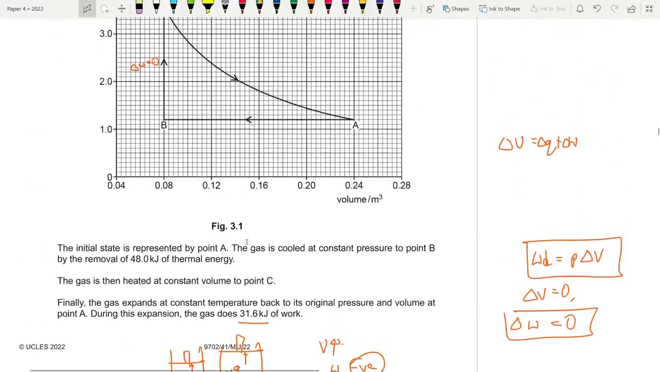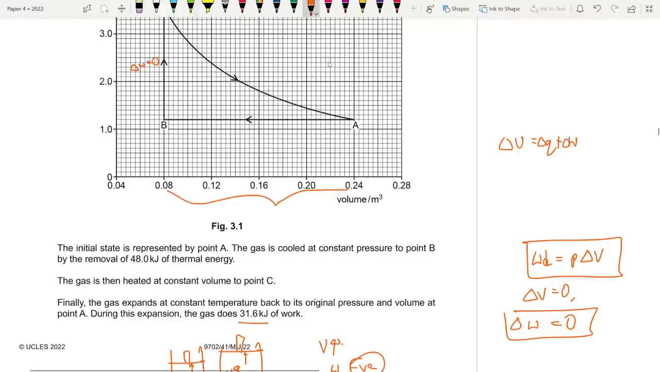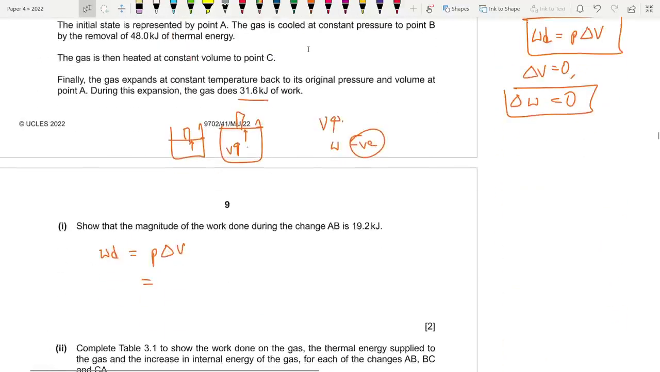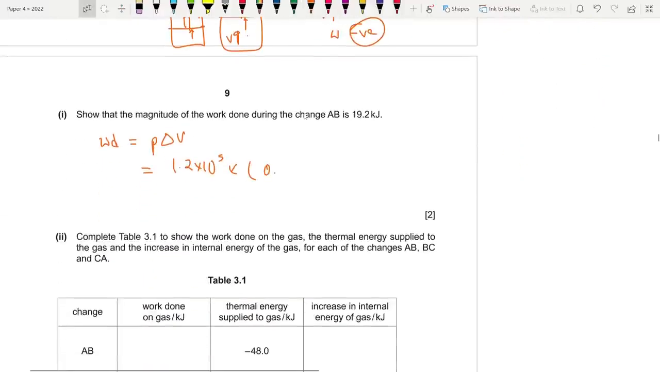Okay. So from A to B, the gas is cooled at constant pressure. So A to B, what's the change? We go from 0.24 to 0.08. All right. So we just need the magnitude, right? So we're just going to go like this. Work done is equal to P del V. So the pressure is constant at 1.2 into 10 power 5. So 1.2 into 10 power 5 times the change in volume, which is 0.24 minus 0.08.